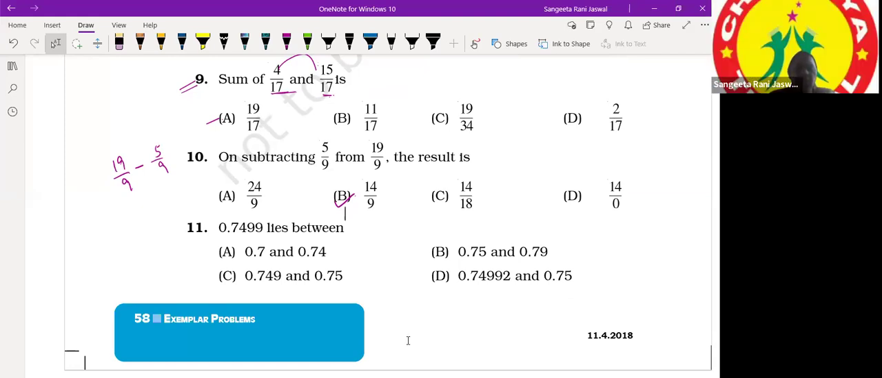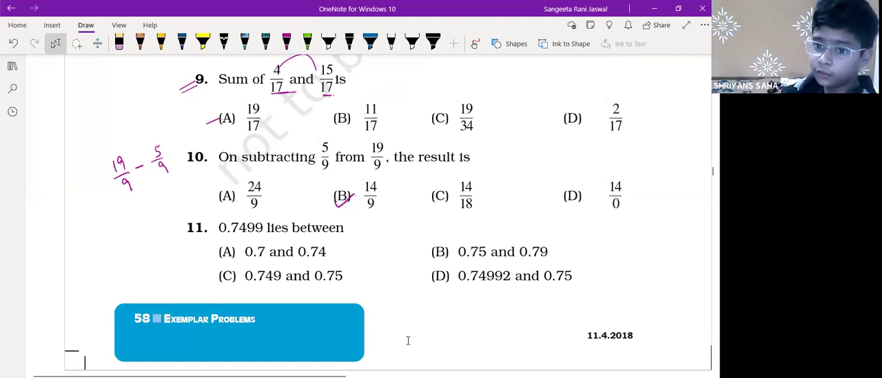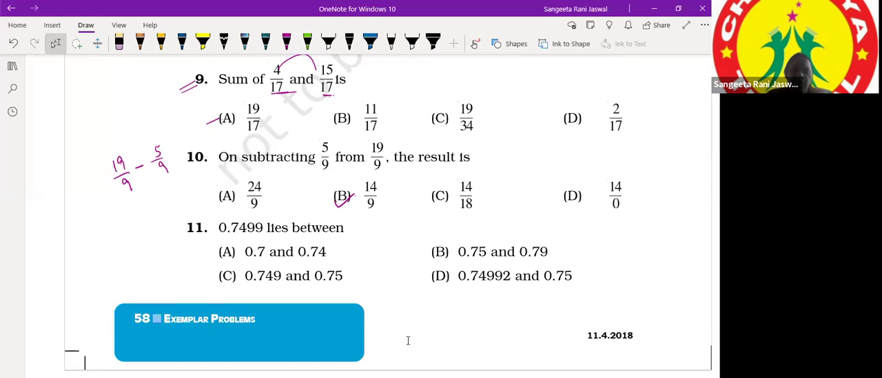Which one? C, ma'am. 0.45 and 0.75. 0.75 and 0.749. Okay, and the other number is 0.74992. Okay, okay. It's C option.